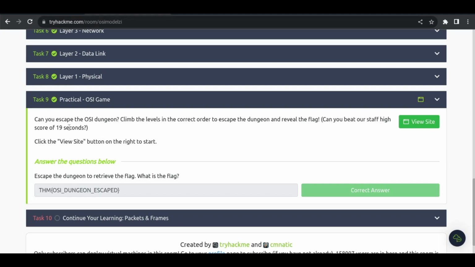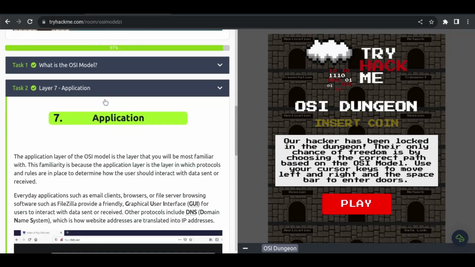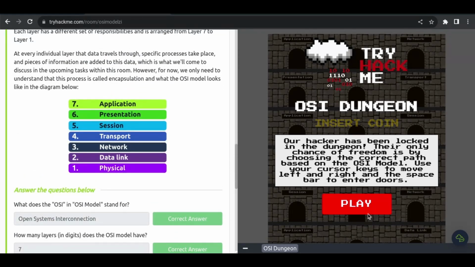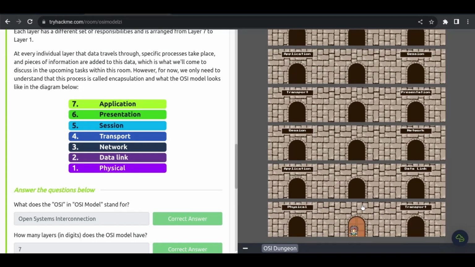Alright guys, so we'll try to beat the 19 seconds. So let's go ahead and start, and I will be using a cheat sheet actually. So I have my cheat sheet ready, and I'm going to try to beat this in 19 seconds. So physical is first. Next is data link. Next is network. Next is transport. Next is session.